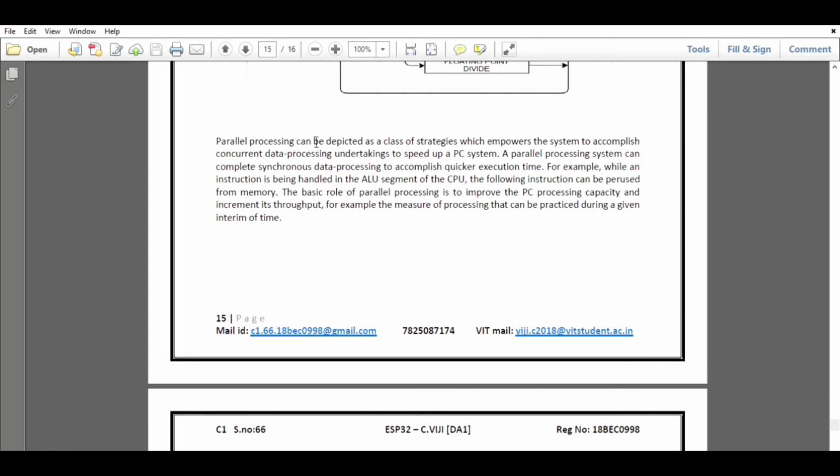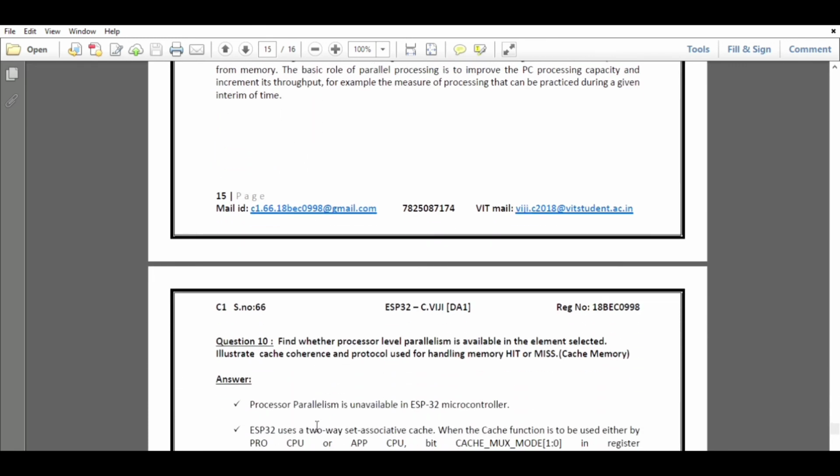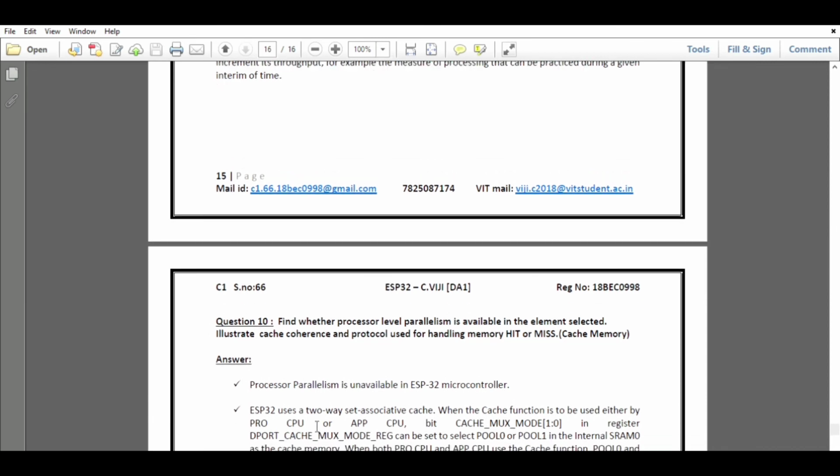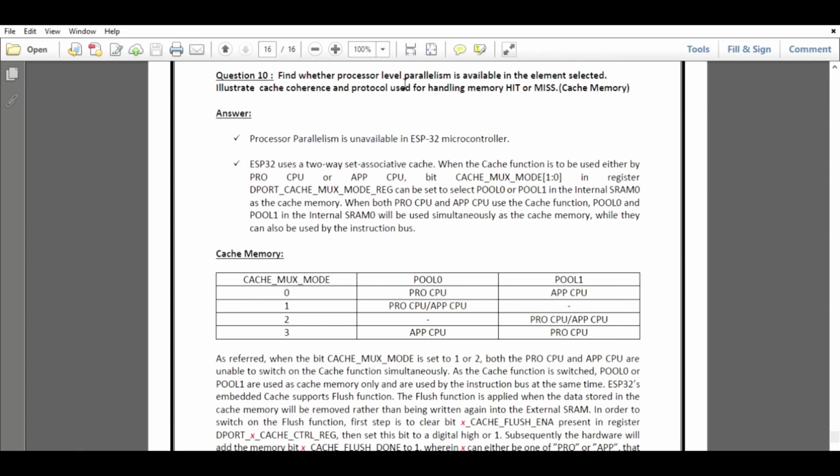Here parallel processing can be classified as a class of strategies which empowers the system to accomplish concurrent data processing undertaken to speed up the PC system. The basic role of parallel processing is to improve the PC processing capabilities and increment its throughput, for example, the measure of processing that can be practiced in a given interim of time. Find whether processor level parallelism is available in the ESP32. Here processor level parallelism is unavailable in the ESP32 microcontroller.